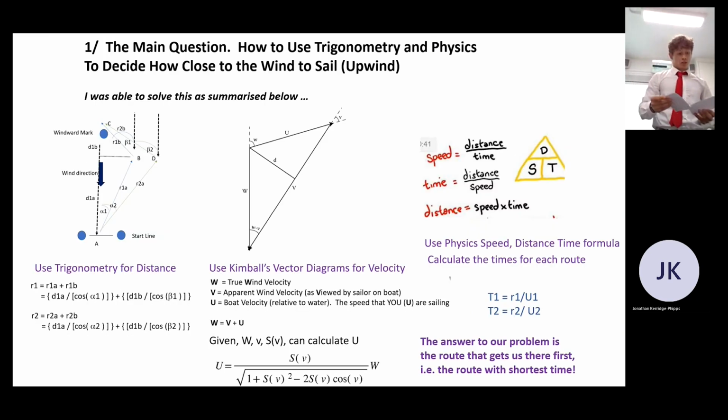So the first main question was what route to take upwind. There were 2 possible routes. One was a shorter one, one was a longer one. The shorter one was to travel at a slower velocity, but travel a shorter distance, and the longer one was a longer route, but to travel at a slightly faster velocity. In summary, the way I tackled this was to calculate the trigonometry for distance. I also used vector diagrams for velocity, as well as using the equation speed equals distance over time, so then you can rearrange it: time equals distance divided by speed.